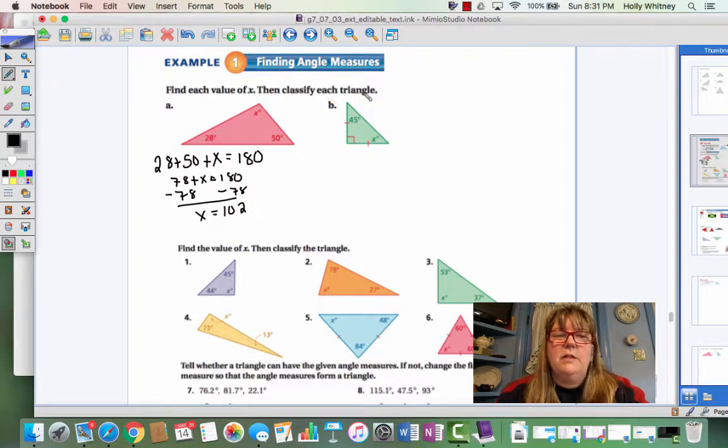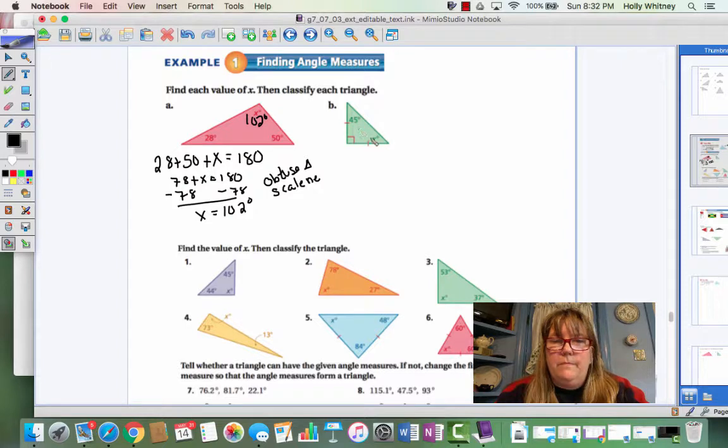It also says to classify each triangle. Remember, read both sets of directions. Since this is 102 degrees, it means that it is an obtuse triangle, because it has an obtuse angle. And none of the sides are alike, so it is a scalene triangle.